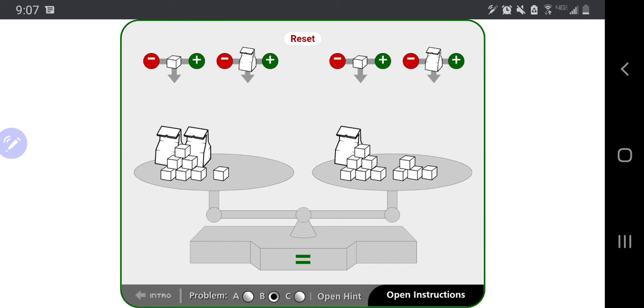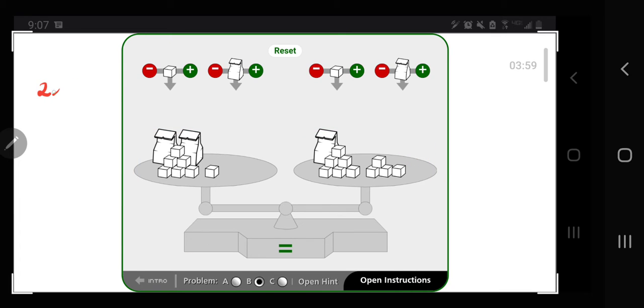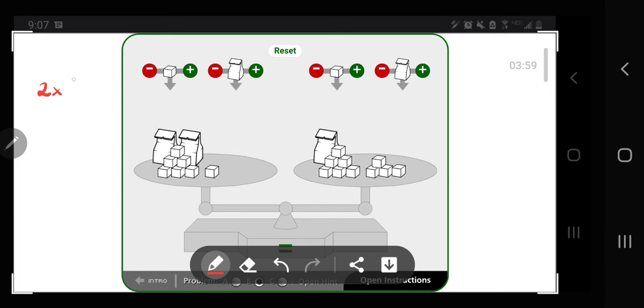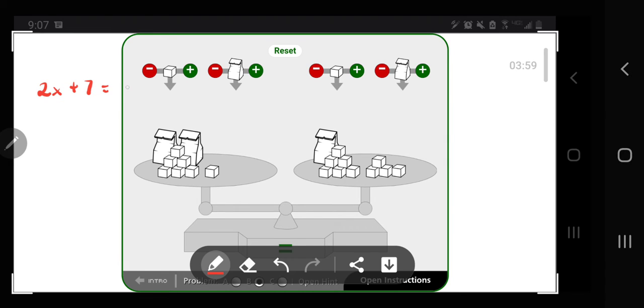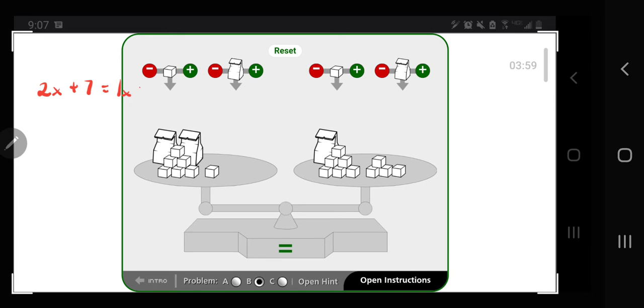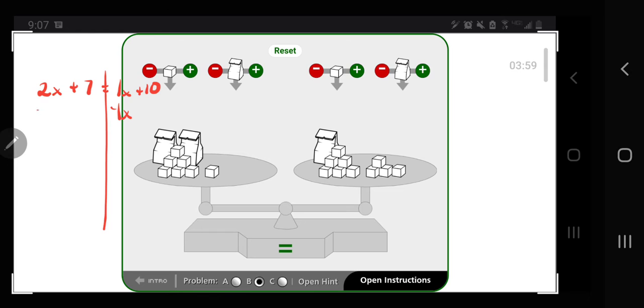Now I'm going to reset this. I'm going to draw a little bit, and show you algebraically what that looks like. We originally started out with 2x, 2 bags filled with some number, plus we had 7 blocks next to it. On the right side of that balance, we had 1 bag and 10 blocks. And what did we do first? We got rid of that 1 bag. We subtracted it. I have to do it to the other side to keep it balanced. Now I'm left with 10 blocks on that side, and I have 1 bag and 7 blocks.